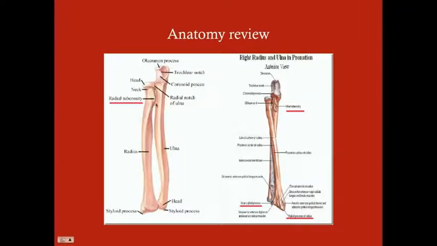I wouldn't worry too much about the anatomy of the bones, but it is useful to know that for the radius, the head is proximal, it's up at the elbow joint, whereas for the ulna, the head is distal, it's at the wrist. So when you hear the head of the radius or head of the ulna, they're really at two different points. The head of the radius is at the elbow, the head of the ulna is at the wrist.